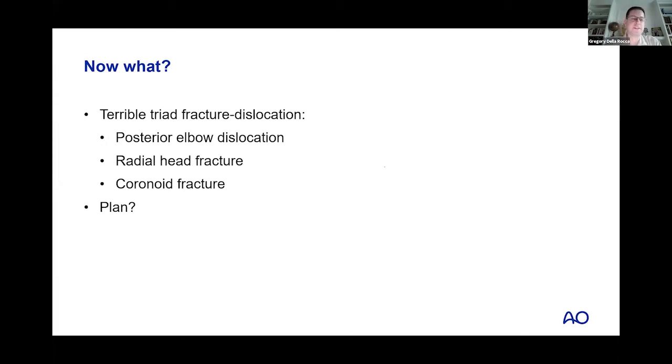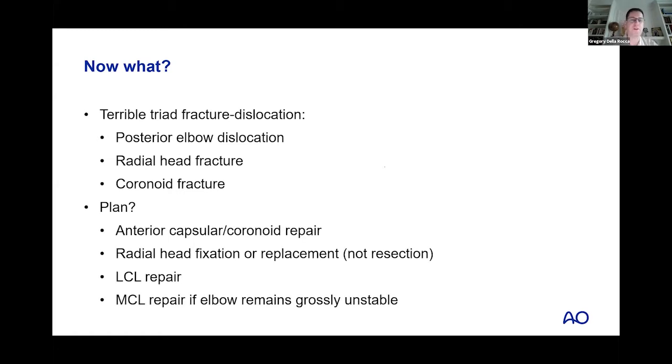So if we're going to tackle this operatively, I'll just go ahead so we don't use up too much time, and because we got some other great cases. So the plan in general for a terrible triad injury would be repair of the anterior capsule or repair of the coronoid. So really the coronoid repair is just a surrogate for an anterior capsular repair. And that is the goal, is that you're restoring that anterior check rein that has been disrupted by the injury. The radial head, you're going to either fix it or you're going to replace it.